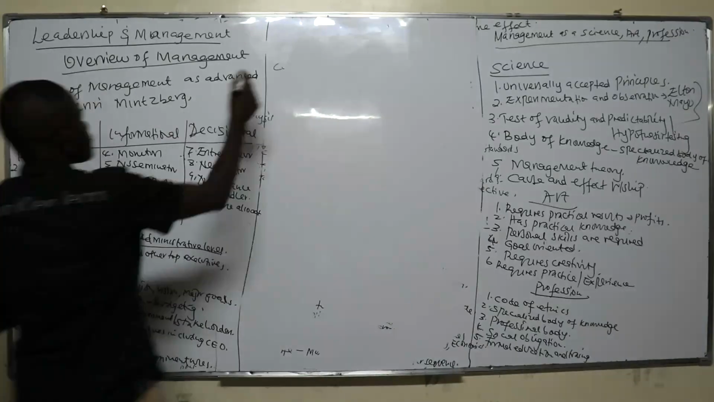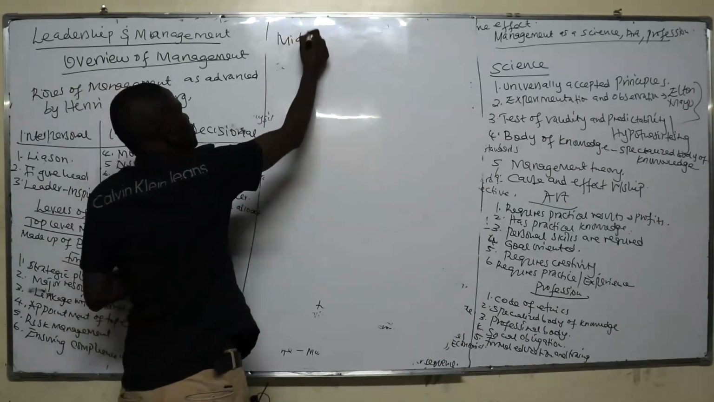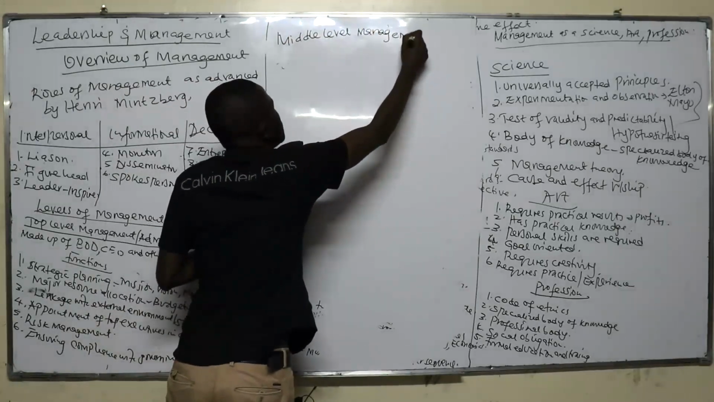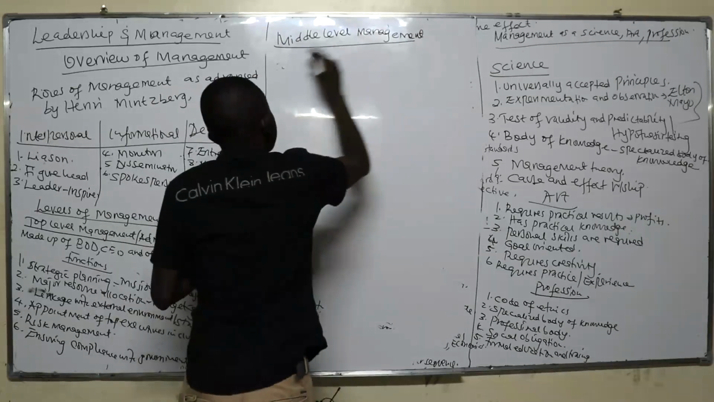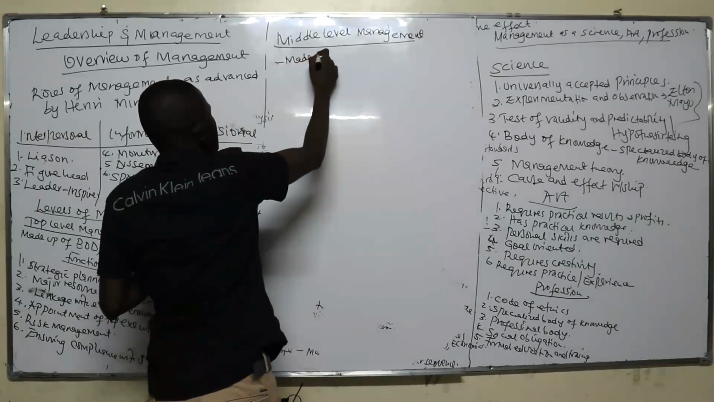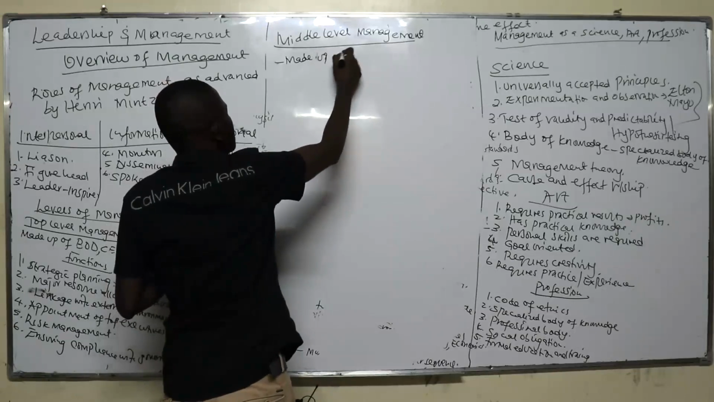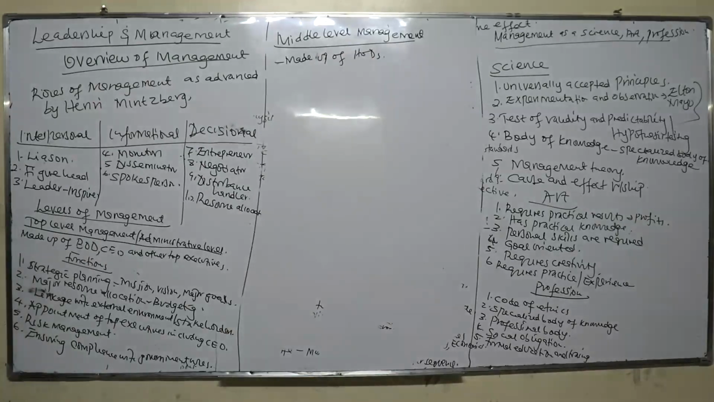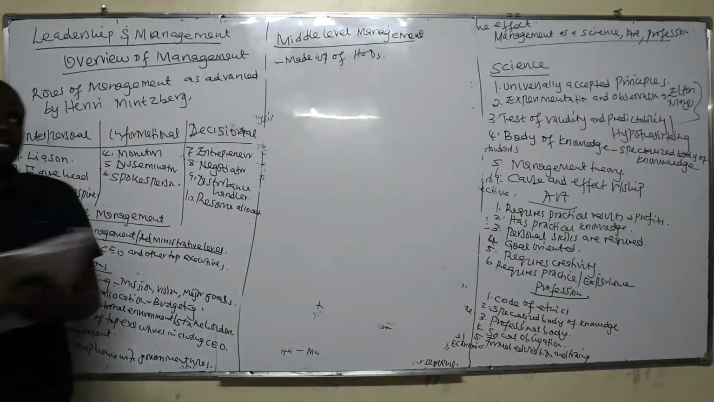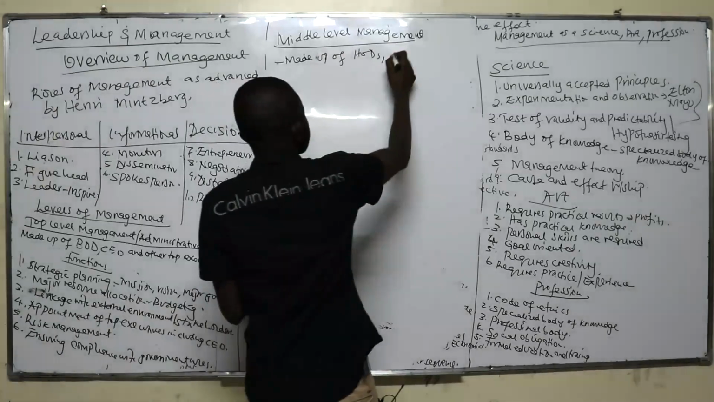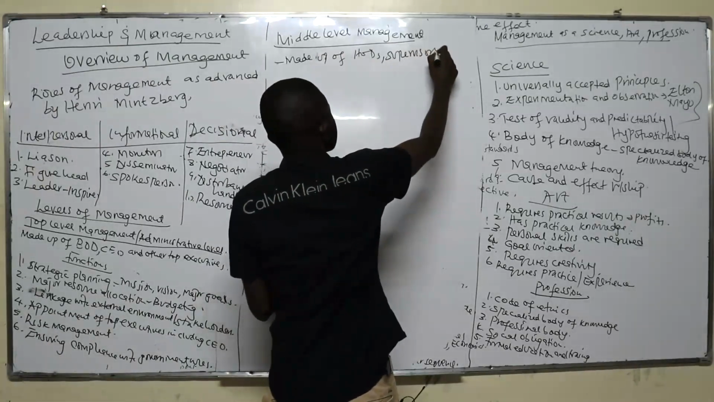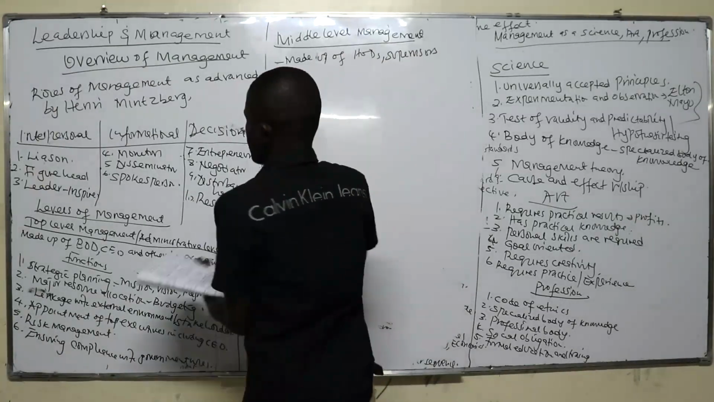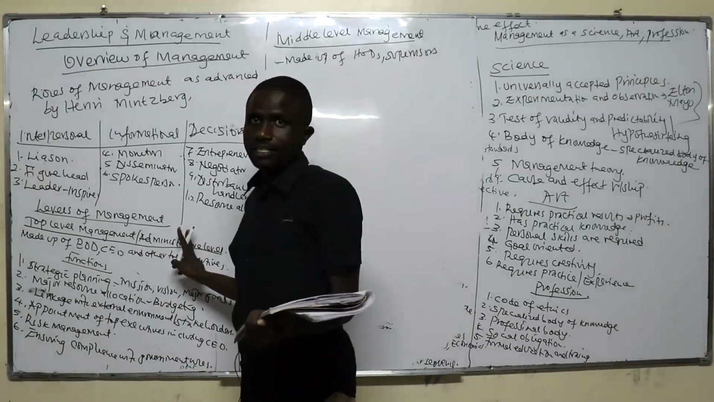Middle level management. And this one is made up of who? It's made up of HODs, that's the heads of department. I also feel like it's also made up of supervisors. Made up of HODs, supervisors. And then I noted that this is also called what? Administrative level. Are you together?